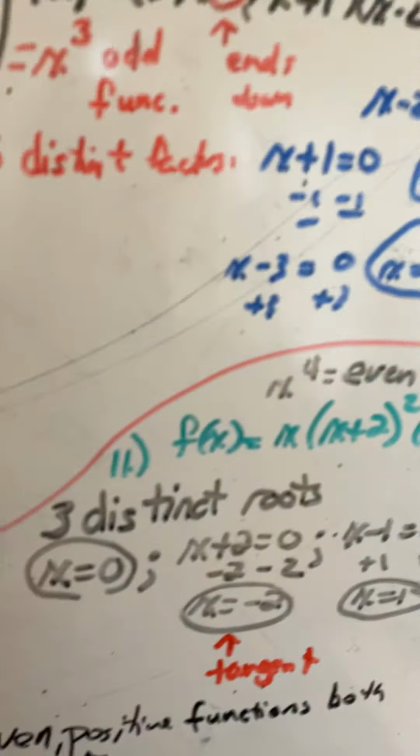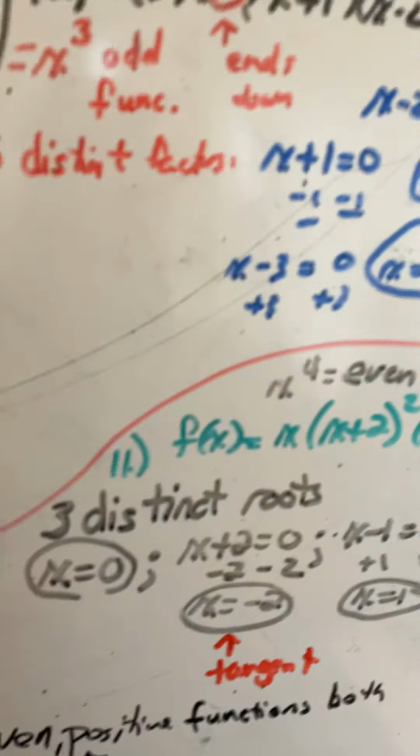I'm going to set each equal to 0. Zero product property. So x equals 0 for my first x-intercept. I'm going to subtract 2 from both sides. So x equals negative 2. Again, remember that it's tangent at negative 2 because this factor repeats. X minus 1, I would add 1 to both sides. X equals 1 is my third and final factor.